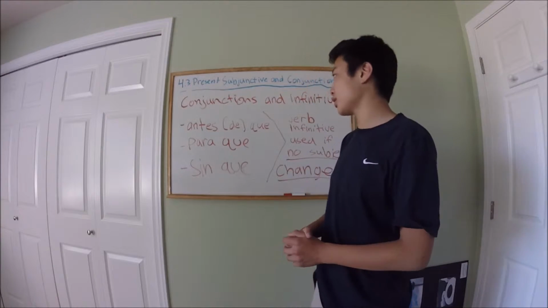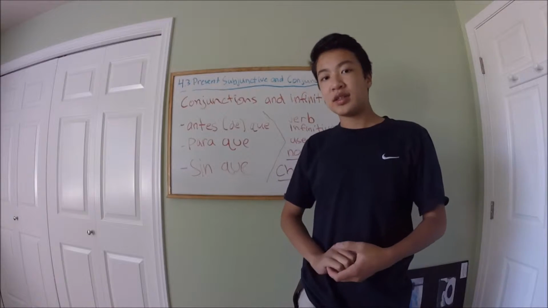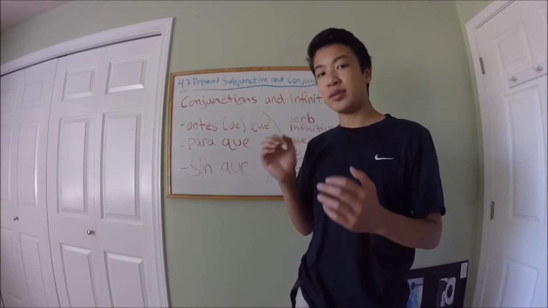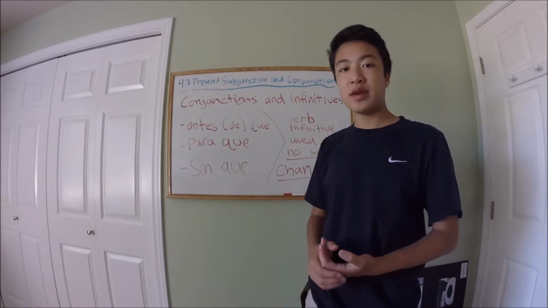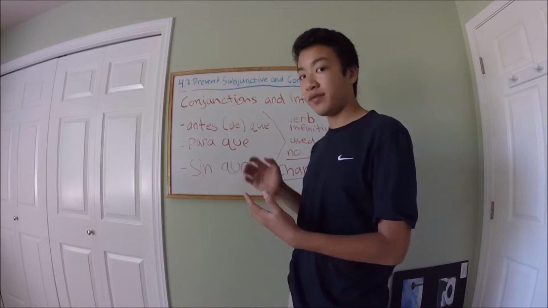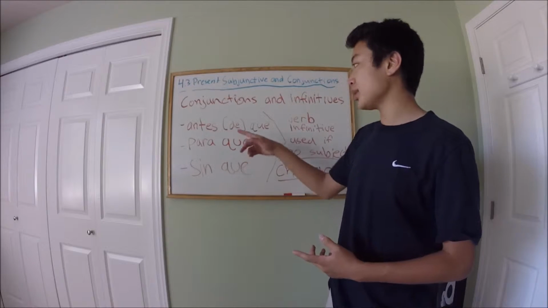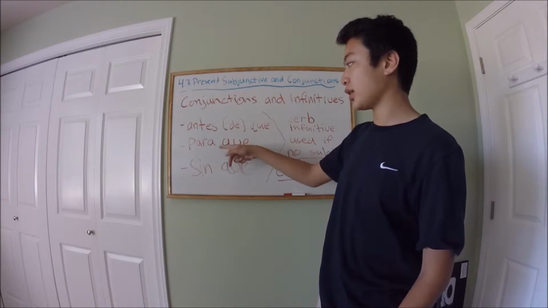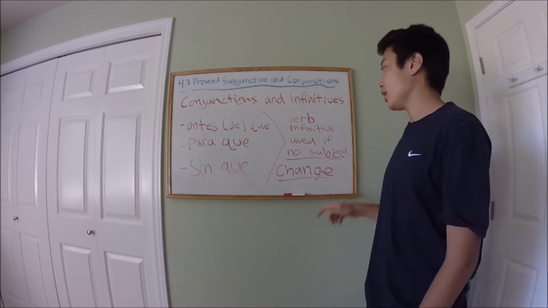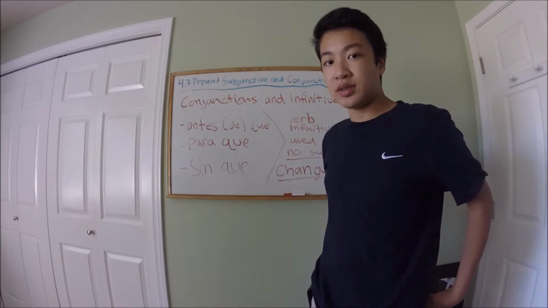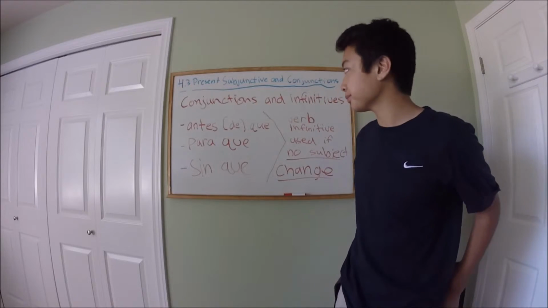Now we're doing conjunctions and infinitives. And some of the first ones that I showed you, the conjunctions that always required the subjunctive, well, sometimes after those you can put infinitives. So after these 3 conjunctions, antes de que, para que, and sin que, if there is no subject change, the infinitive of the verb is used in the sentence.